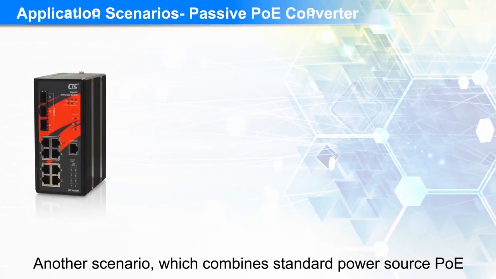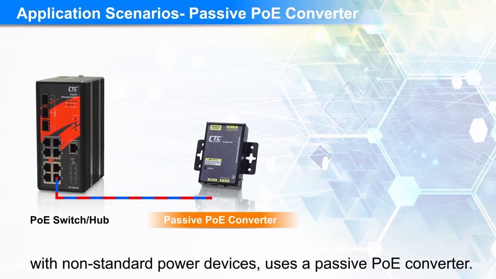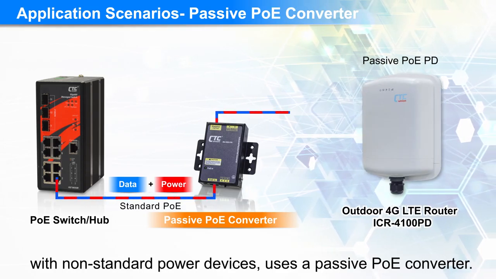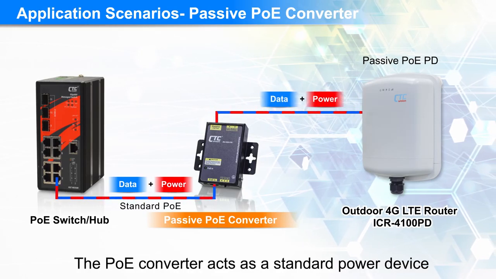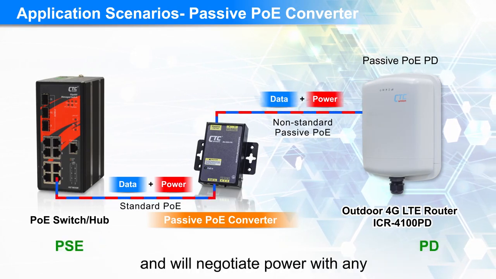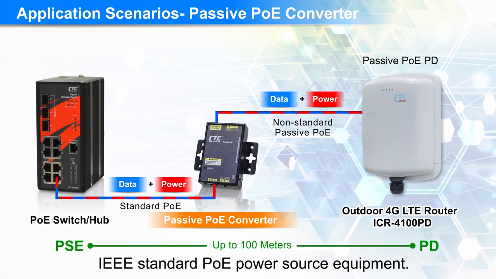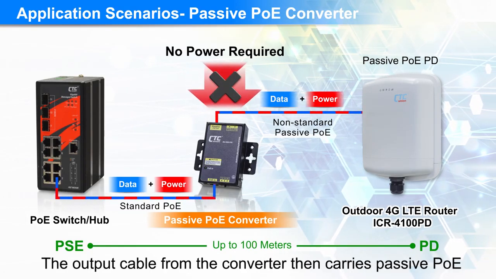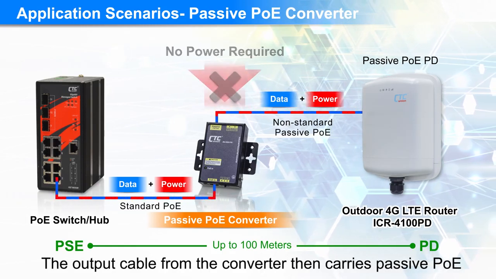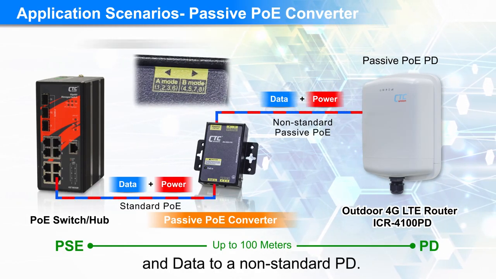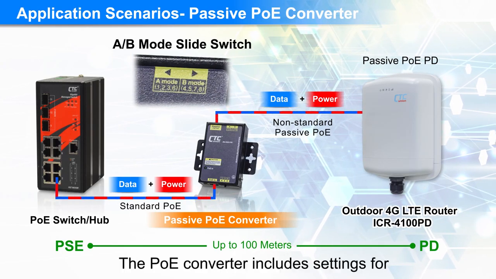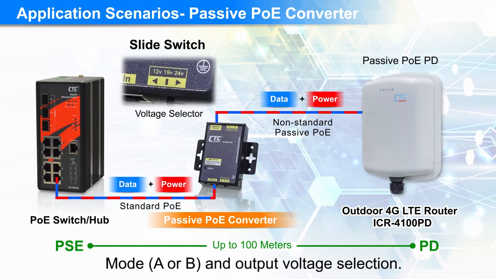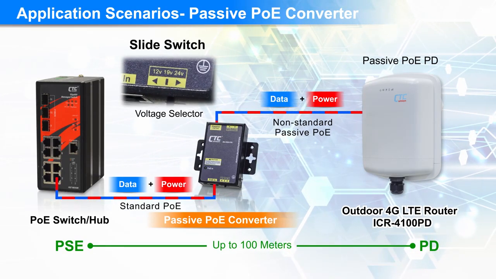Another scenario which combines standard power source PoE with non-standard power devices uses a passive PoE converter. The PoE converter acts as a standard power device and will negotiate with any IEEE standard PoE power source equipment. The output cable from the converter then carries passive PoE and data to a non-standard PD. The PoE converter includes settings for mode setting, A or B, and output voltage selection.